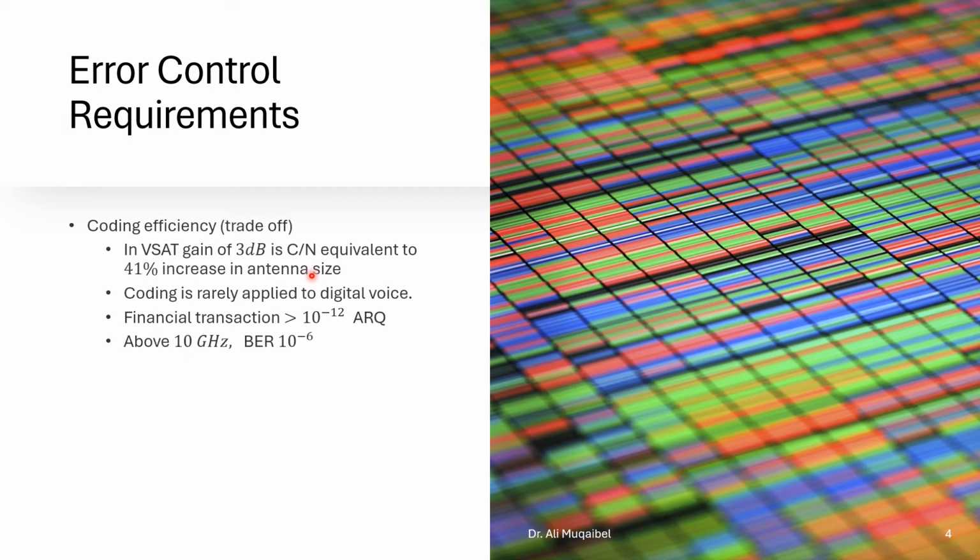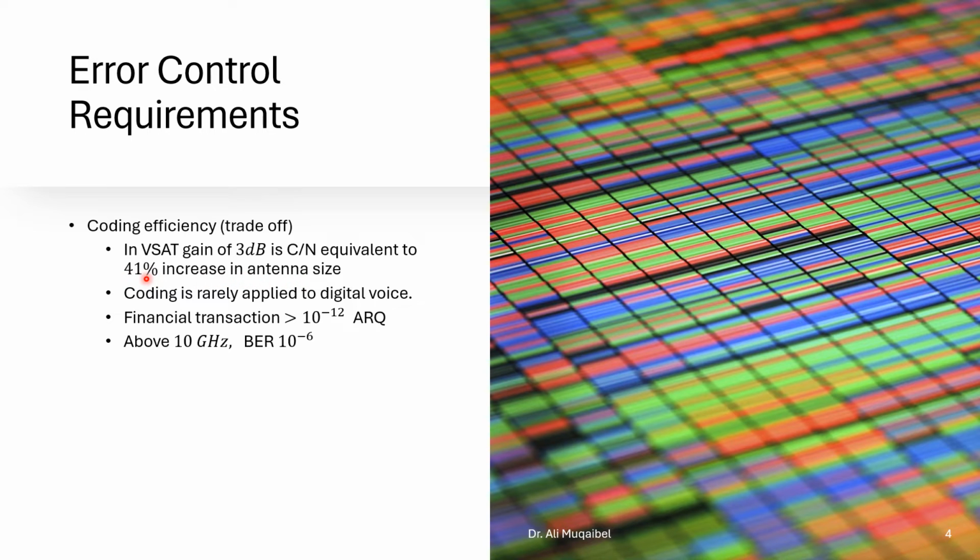For a satellite application, there are some requirements. Let's go over some of these applications or requirements. When you design a system, you need to look at coding efficiency, and you need to trade off. For example, in very small aperture terminals that are used in satellite TV, in VSAT, the gain for coding could be 3 dB. The gain in the carrier to noise ratio because of coding is equivalent to increasing the antenna size by 41%.